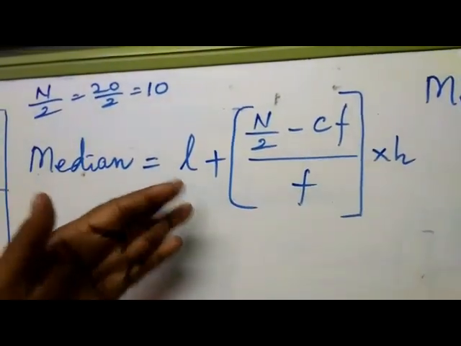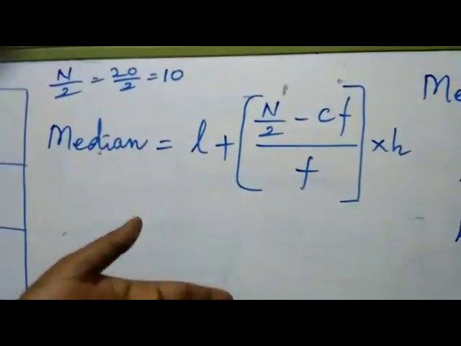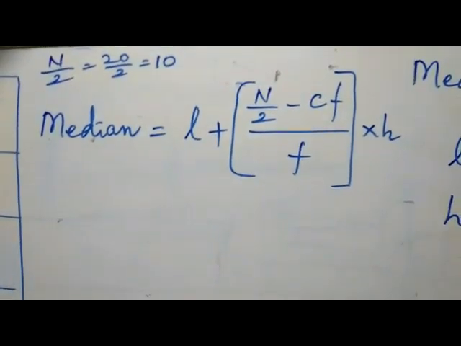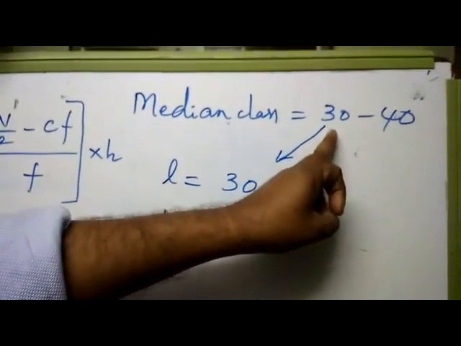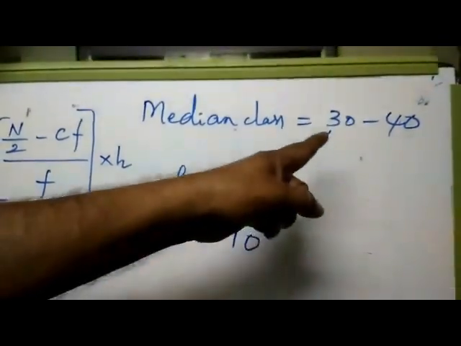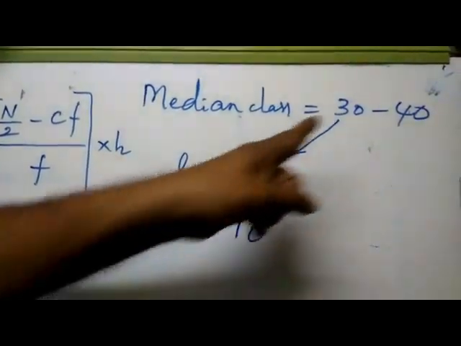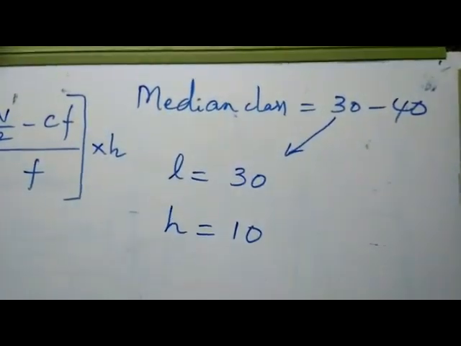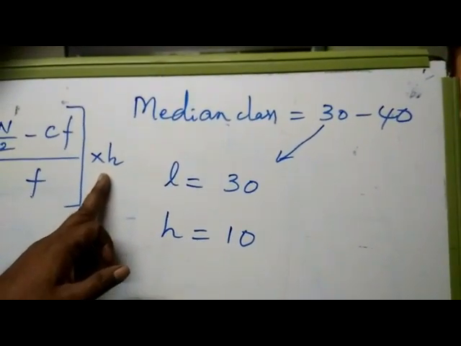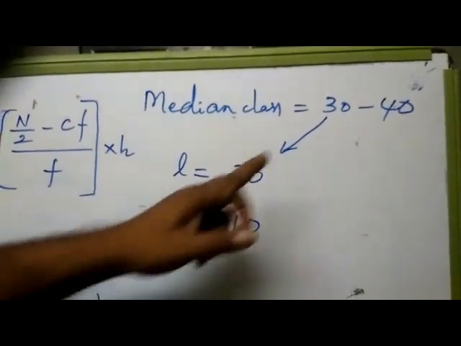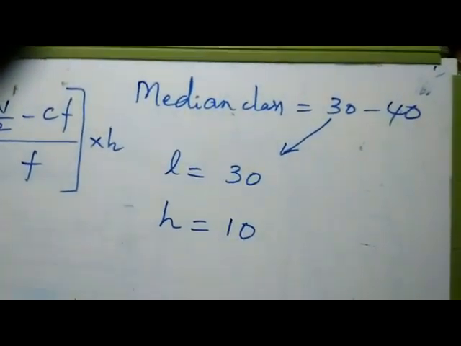Now we have to find what is L, what is H, what is F, what is CF. First take the median class. The median class is 30 to 40. From that, the lower limit of the median class is L. Next, H is the size of the class, or width of the class. 30 to 40 means 40 minus 30 is equal to 10.